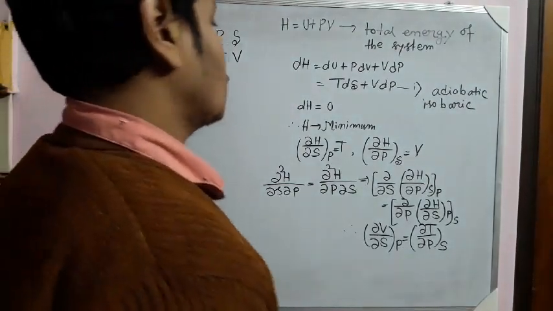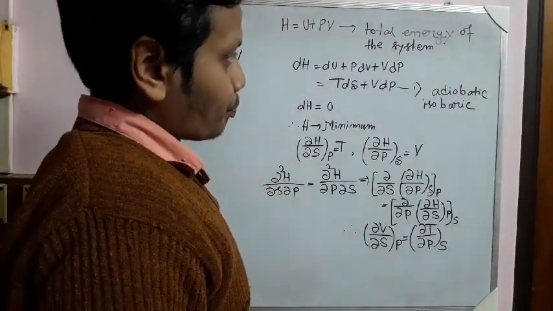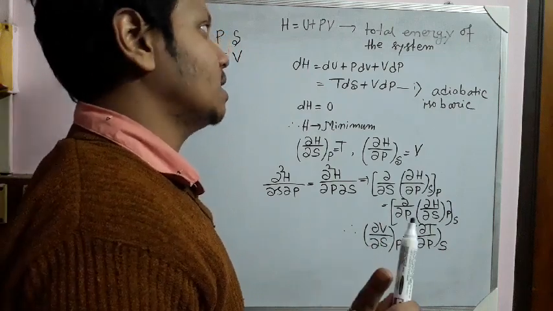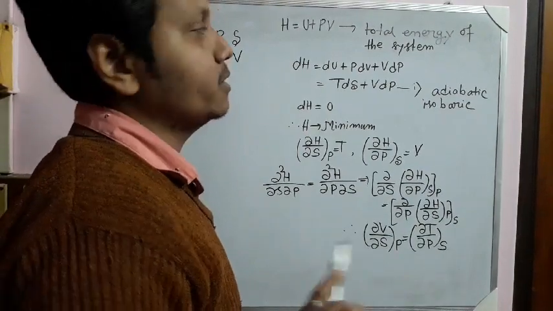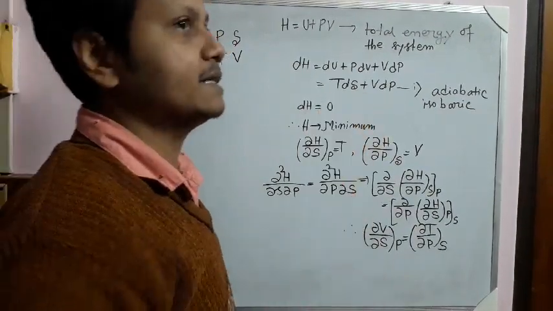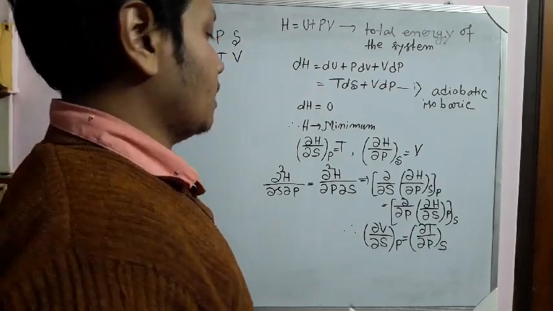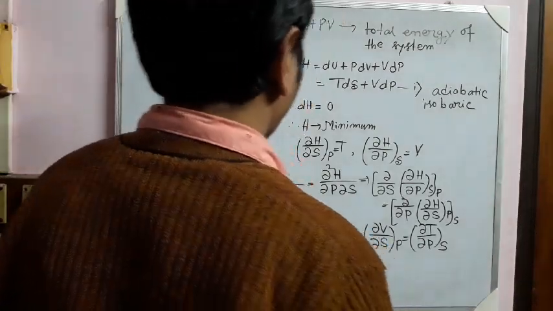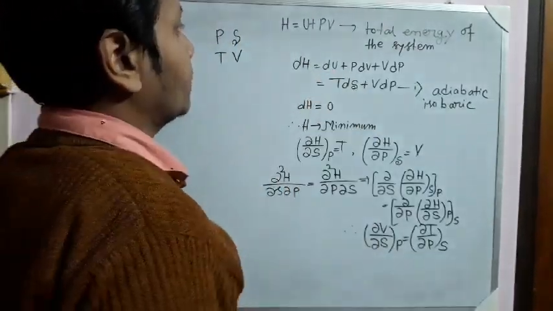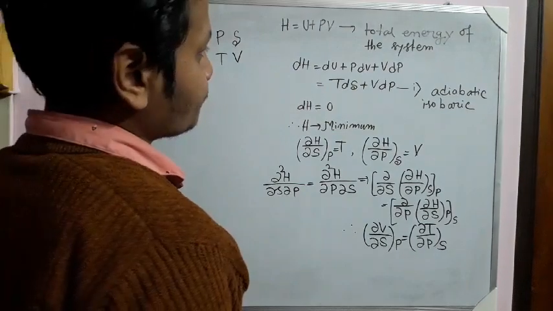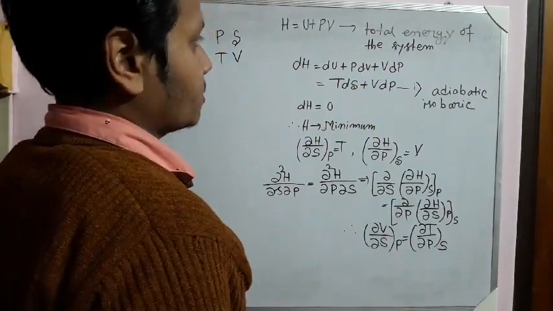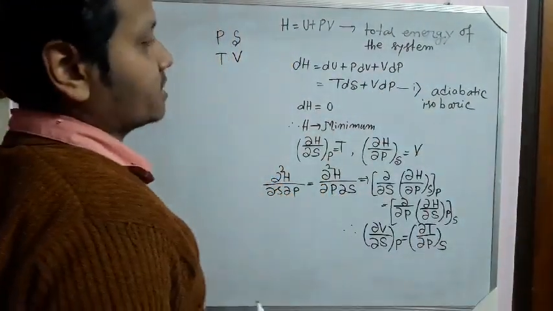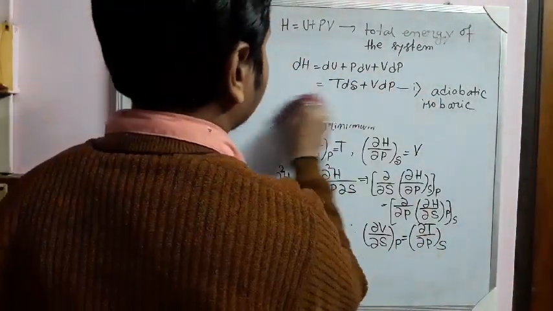Previously, from internal energy I got a relation, from Helmholtz free energy we got another relation, and from enthalpy we get another relation. This is the third Maxwell's relation. So starting from the concept of enthalpy, we get Maxwell's third relation.